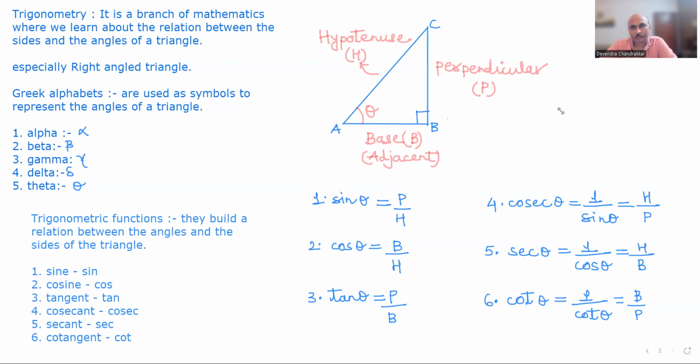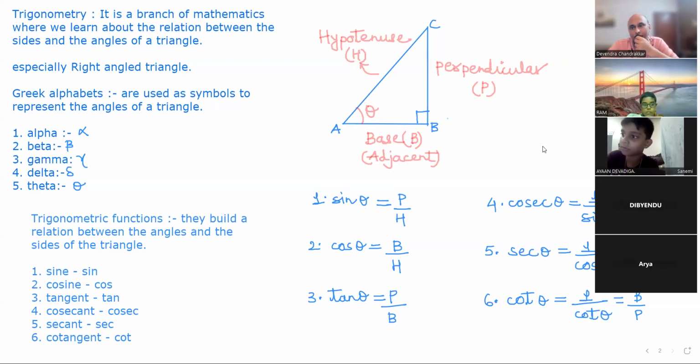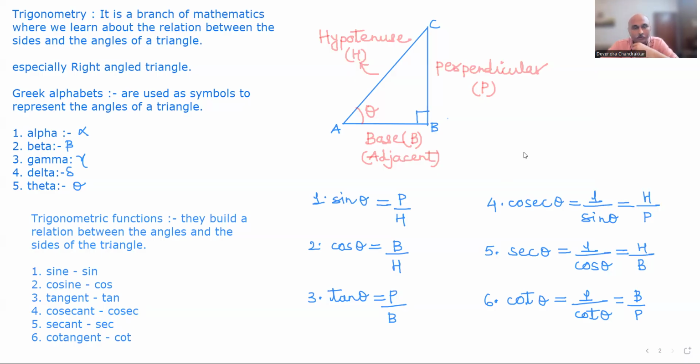If you are unable to understand anything, please ask. Sir, in the 6th point, you wrote something wrong, it seems. It's 1 by tan theta, sir, not cos theta. Yeah, this is okay. This is 1 by tan.